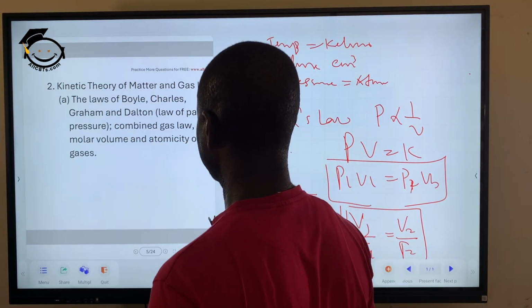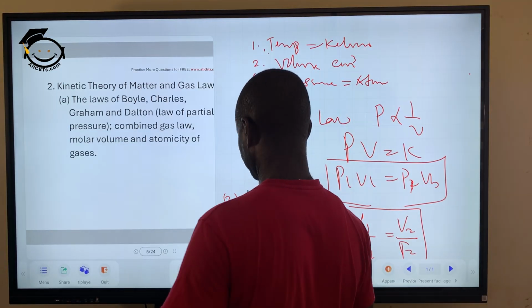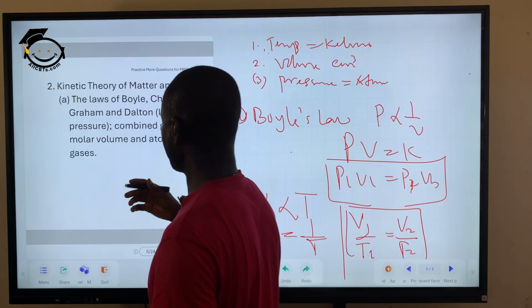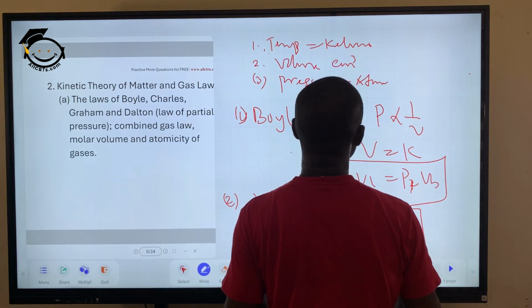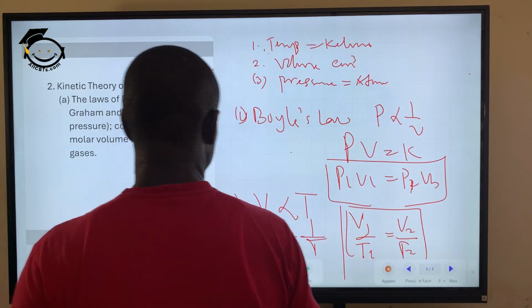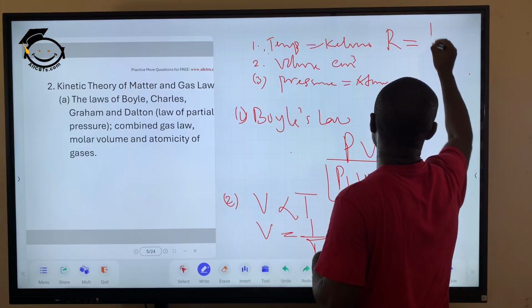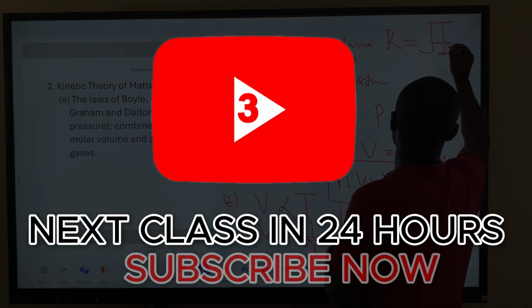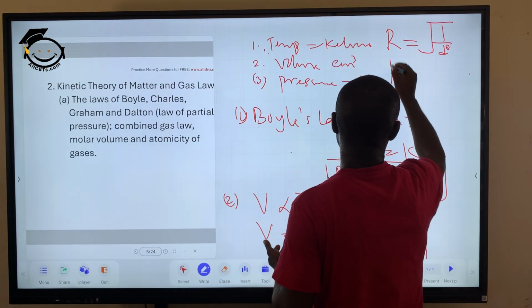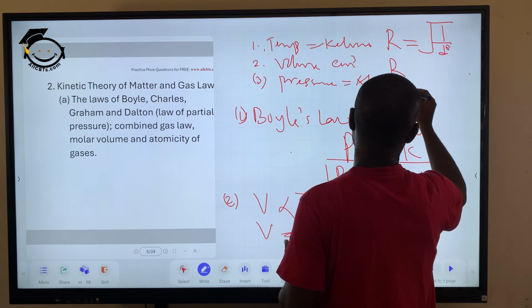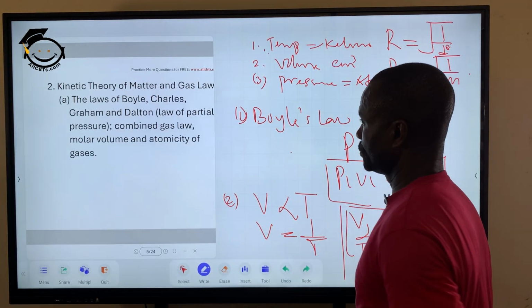Okay, we have another man called Graham. Graham's law of diffusion talks about the rate of diffusion of gas. He says the rate of diffusion of a given volume of gas is inversely proportional to its vapor density. Density can be related to molar mass, that is the mass of a substance. So you can have it as: rate of diffusion of a gas is inversely proportional to the molar mass of a given mass.